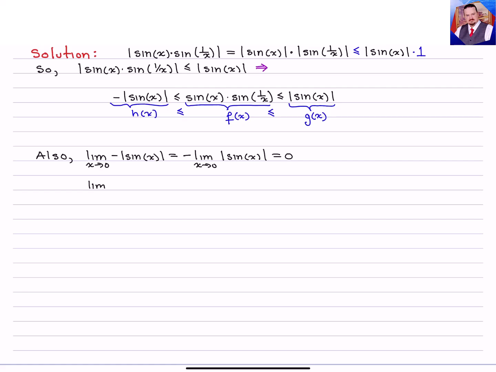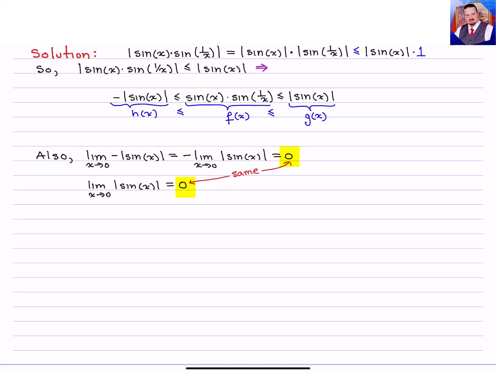Also, let's look at the limit as x goes to 0 of g of x, which, by the way, is this right here, but let's just keep going. And this is the self-same limit that we just looked at. Now here's the key for any squeeze problem. These are the same number, L. Without that, the squeeze wouldn't work.